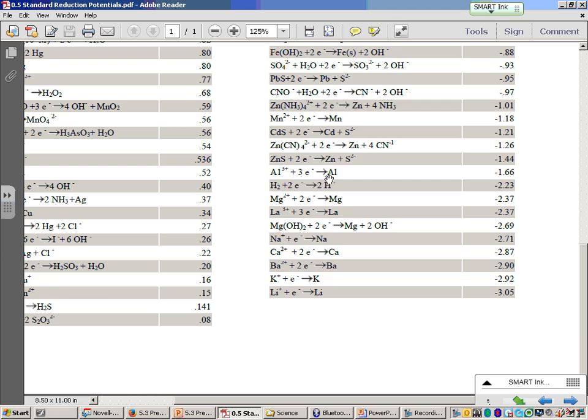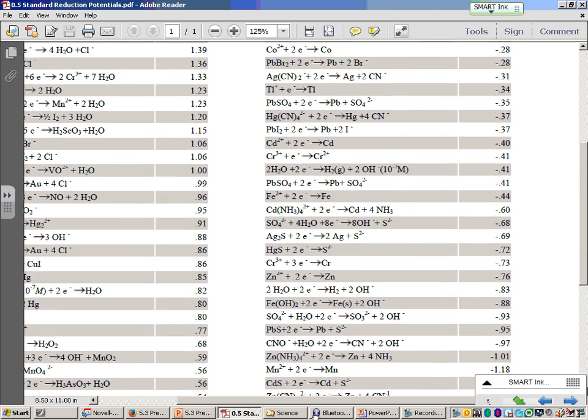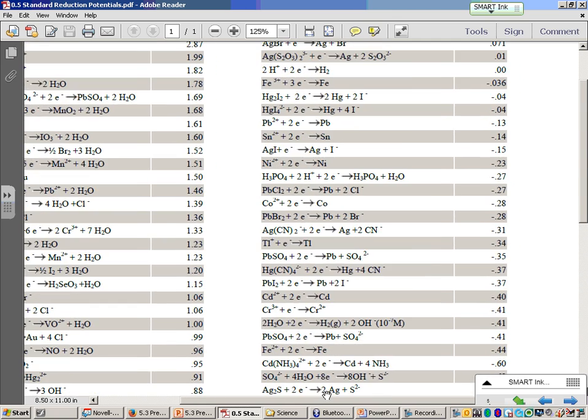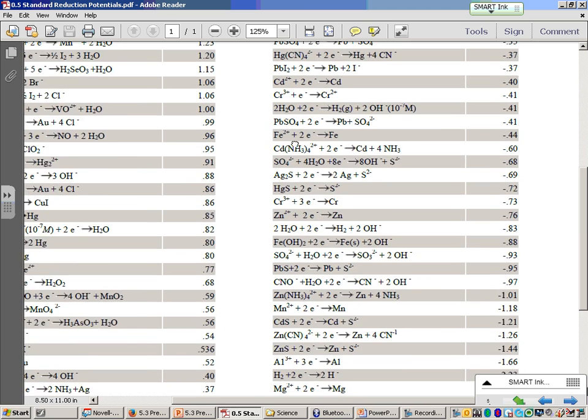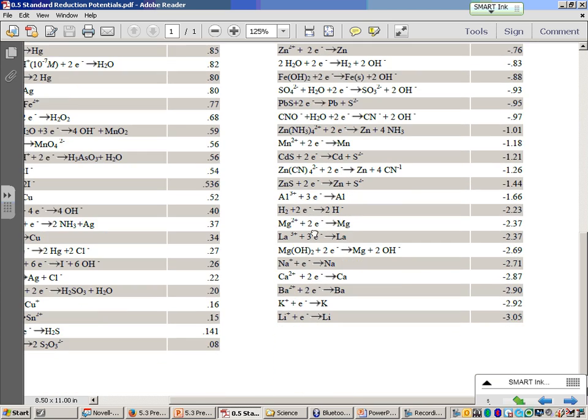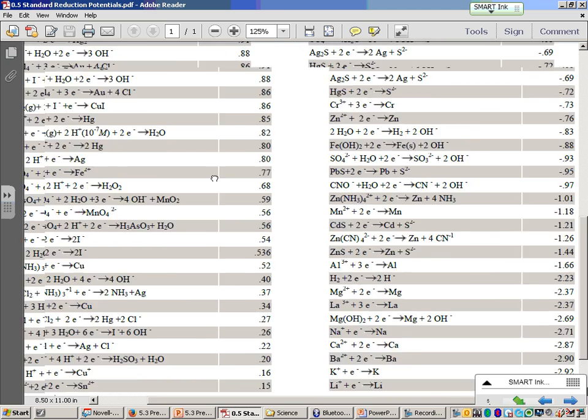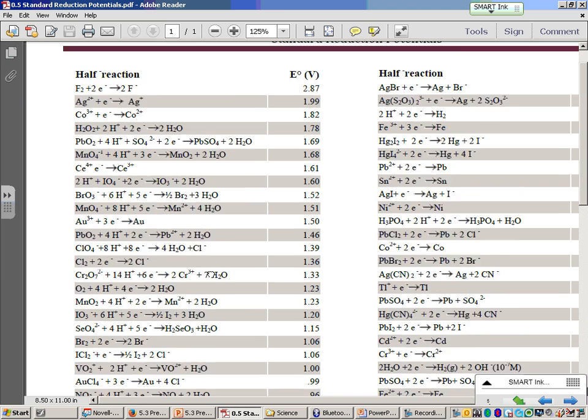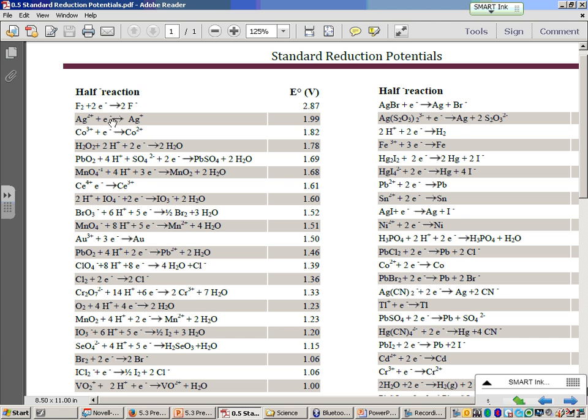So down here at the bottom, or below our water, or where's our hydrogen? Our hydrogen is right there. Below our hydrogen are the ones that want to be as ions. They don't want to be reduced. These negative guys, they'd rather be flipped and be oxidized, okay?